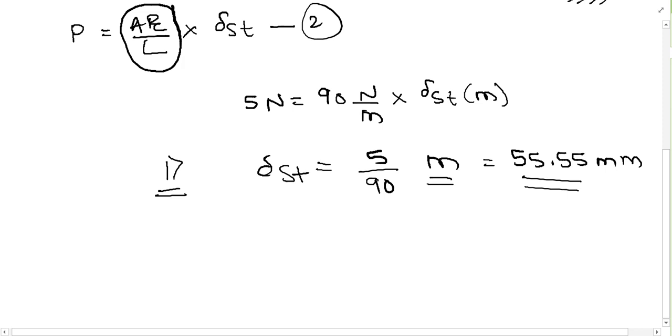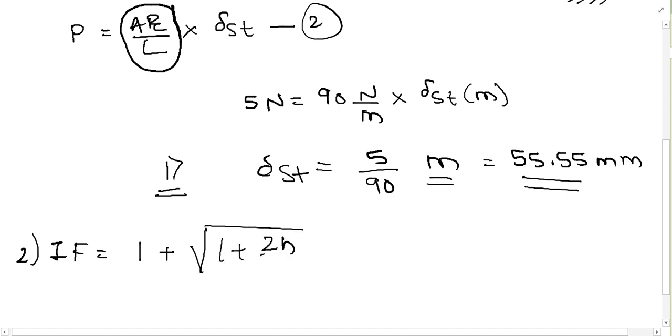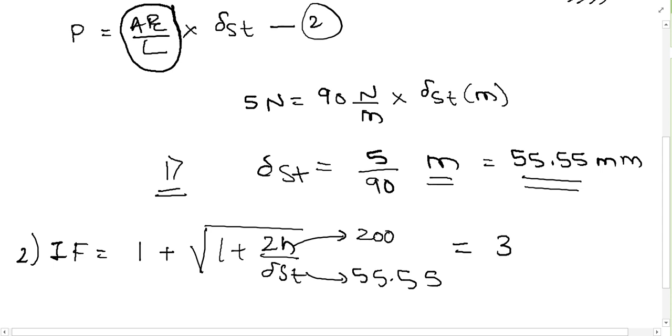Now the second step is to find out the impact factor. So for the impact factor, we already know the formula: 1 plus square root of 1 plus twice h by delta static. Delta static we know is 55.55, and the h value is given as 200 mm. So if we substitute these two values into this, we get an impact factor of 3.86.